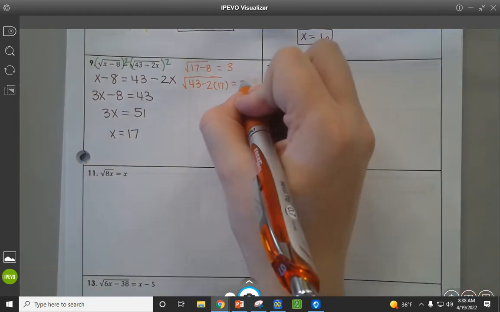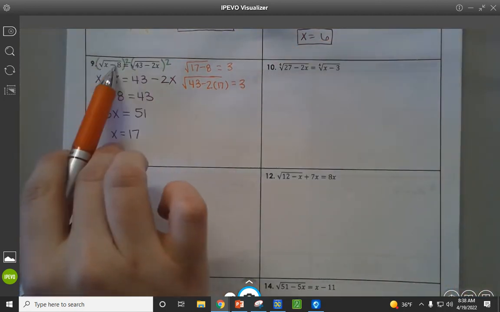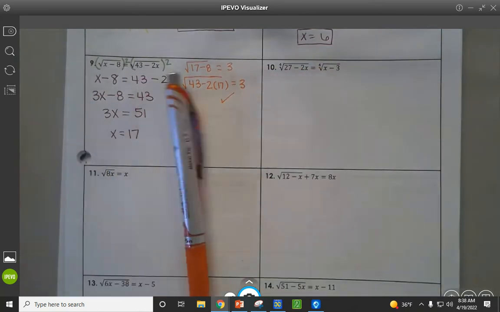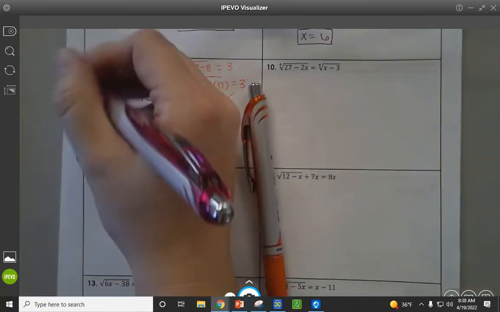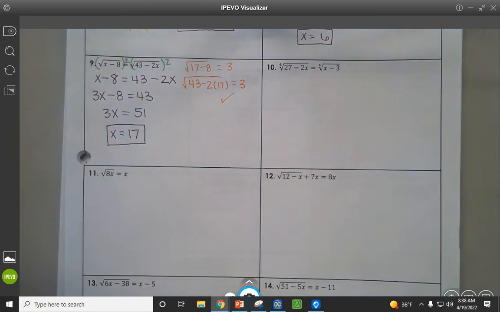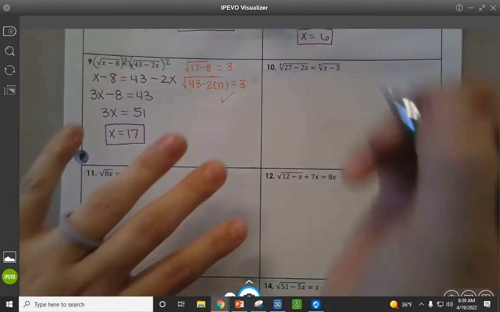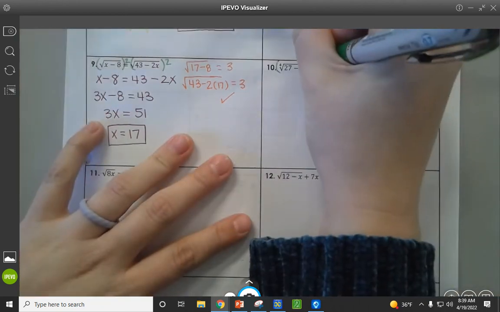Number 10, I need to raise to a power of what? 4. This only works if you have a 4th root equal to a 4th root. I'm not going to give you any problems where you have a cube root equal to a 4th root. So we get 27 minus 2x equals x minus 3.